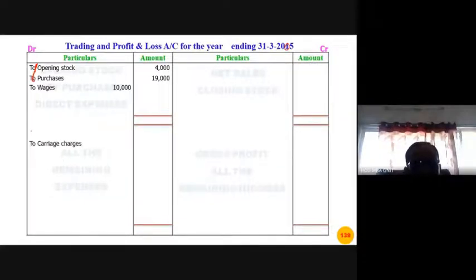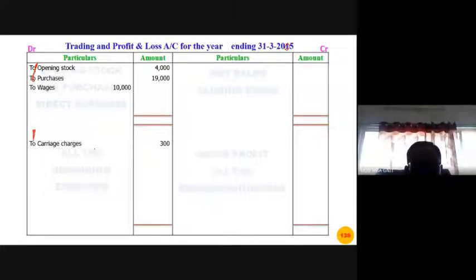Yes. Here you leave some space, one sentence space, and then you write to carriage charges. To carriage charges 300.